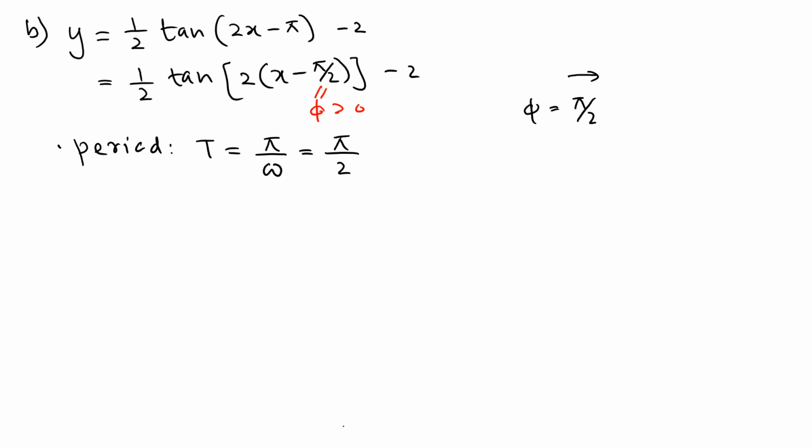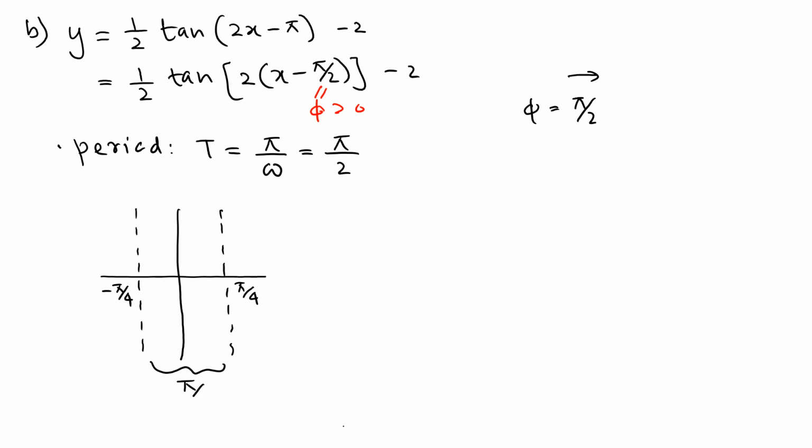So we can draw the basic graph. This is a basic one, and we know that the period is pi over 2. So these numbers are pi over 4 and negative pi over 4. Why? Because this whole period is pi over 2. So that's the graph. It's the shape of a tangent, looks like that. And then it's going to move a complete cycle to the right.